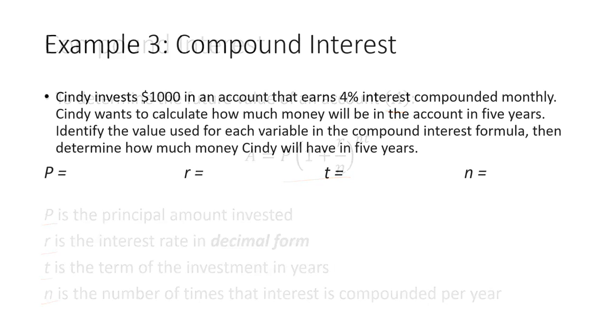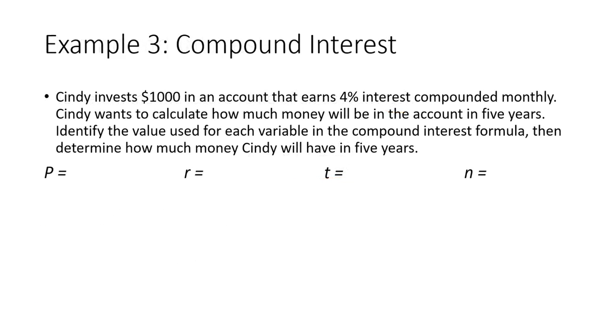Cindy invests $1,000 in an account that earns 4% interest compounded monthly. So monthly would mean 12 times a year, so N equals 12. Cindy wants to calculate how much money will be in the account in 5 years. Identify the value used for each variable in the compound interest formula, and then determine how much money she will have in 5 years. So the principal, the amount that's being invested, is $1,000.